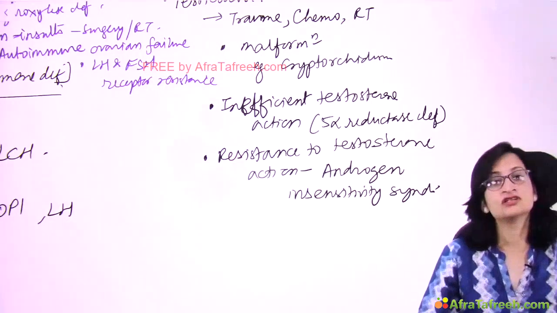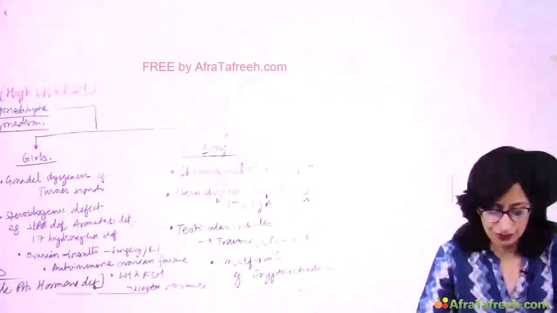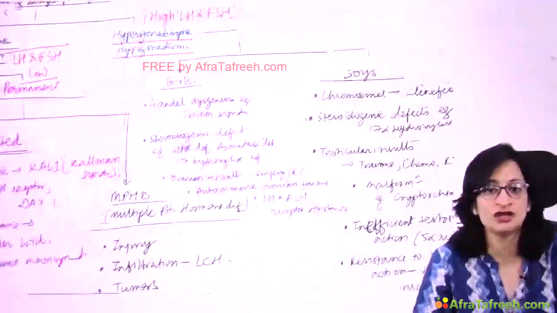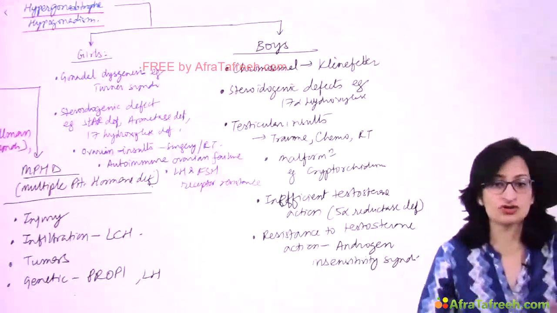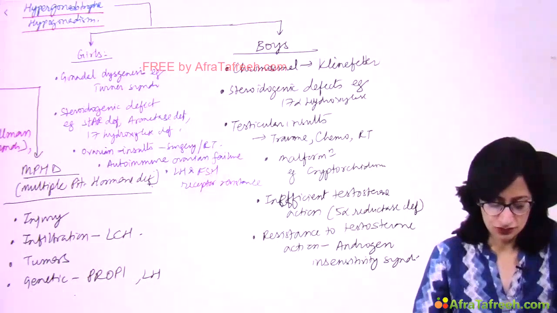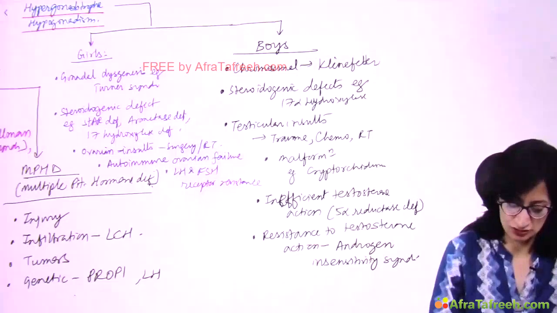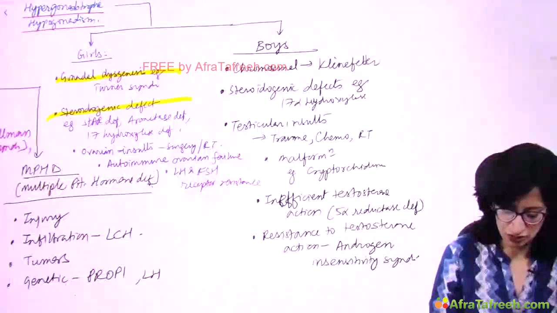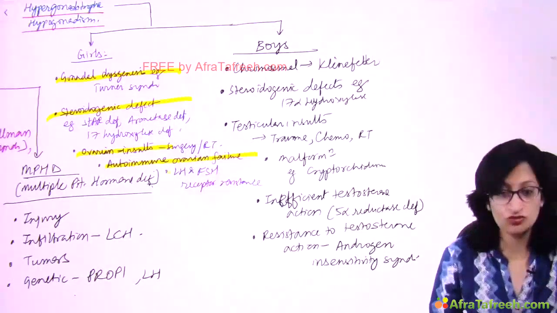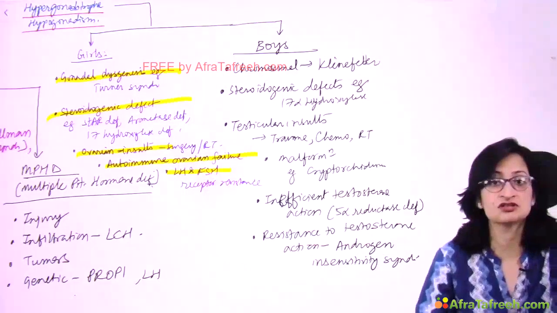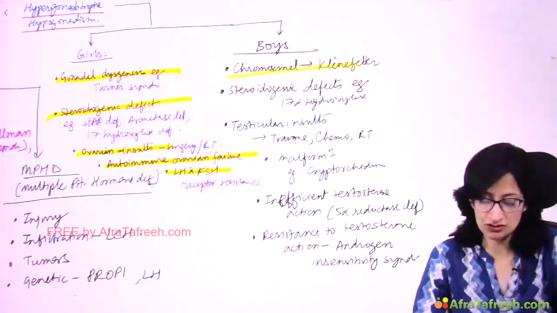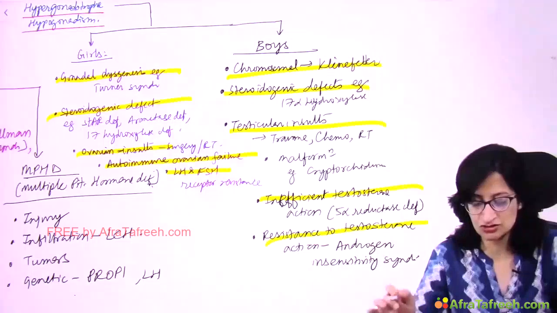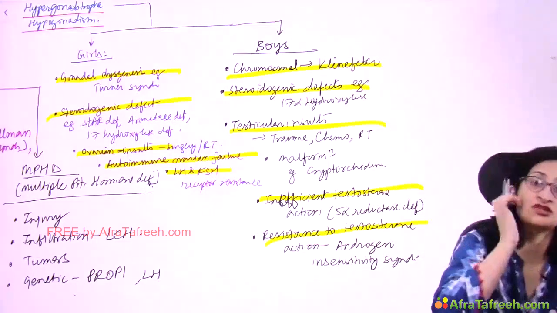So these are some important causes of delayed puberty. We saw some hypogonadotrophic causes of hypogonadism and some hypergonadotrophic causes. In girls, we saw gonadal dysgenesis or Turner syndrome, steroidogenic defect, ovarian insults, autoimmune ovarian failure, LH-FSH receptor resistance. In boys, we saw chromosomal causes like Klinefelter, steroidogenic defects, testicular insults, inefficient testosterone action, resistance to testosterone action at the level of receptor.